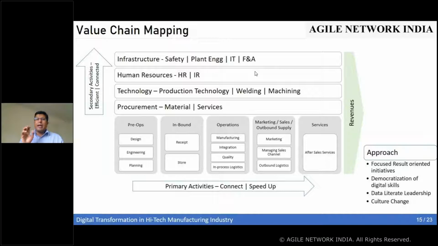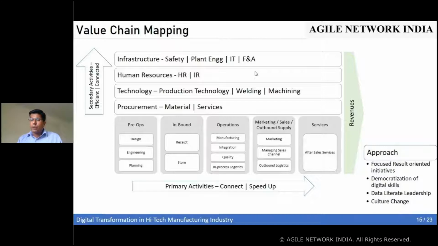What you are trying to do is connect the primary activities and speed them up so that your throughput increases. On the other hand, you try to make the secondary activities more efficient and connected to the primary activities. So these are the goals. If you have some questions on this, maybe you can write them down in the chat. This is a very important thing. Your initiation of a digital initiative happens through this framework.